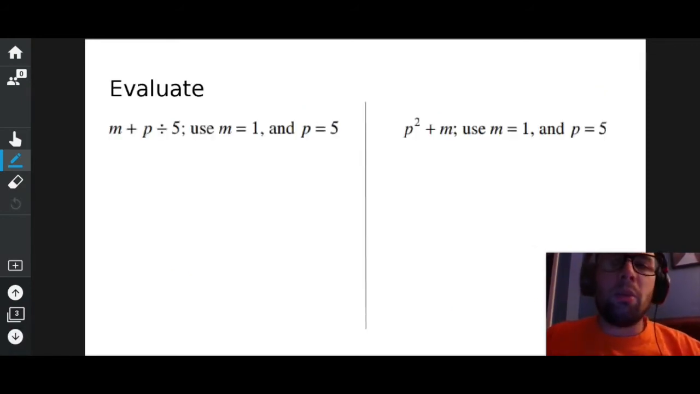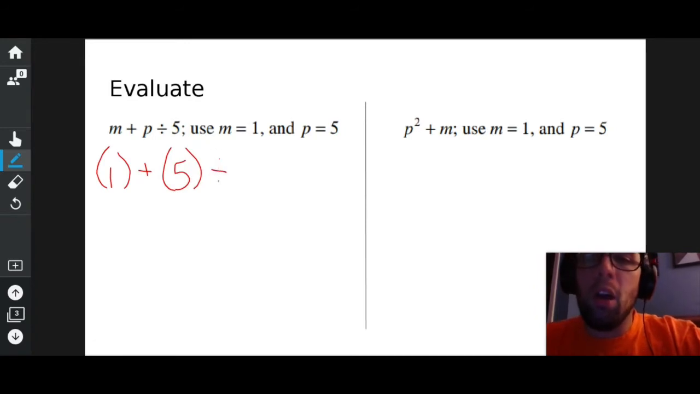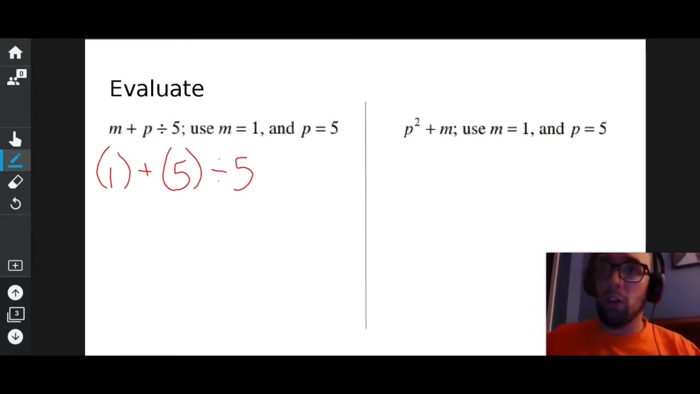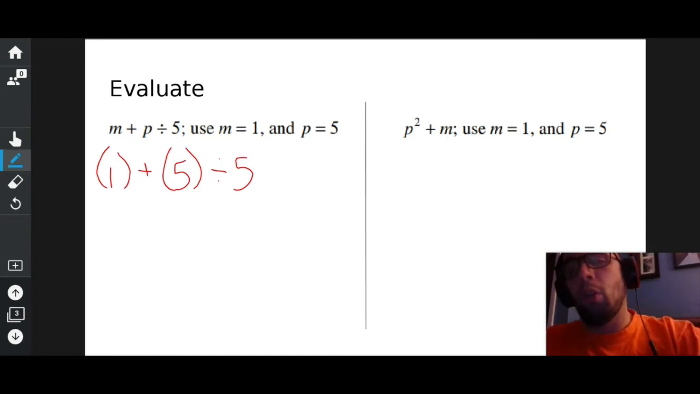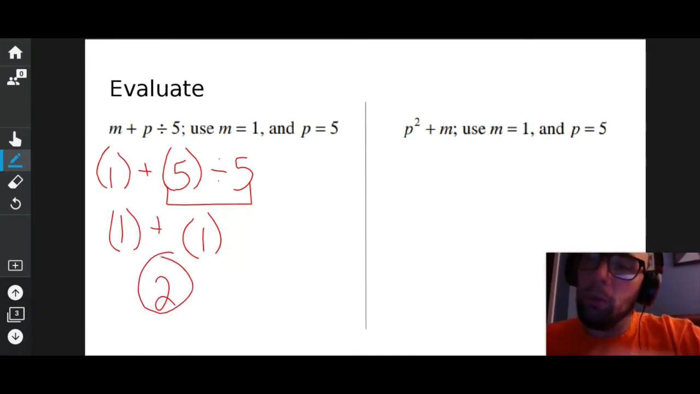More of the same type of problem, but we just have to be a little bit more careful with PEMDAS. M is 1, so I have 1 plus P is 5 divided by 5. According to PEMDAS, you do division first. So 5 divided by 5 is 1. And last time I checked, 1 plus 1 is 2.